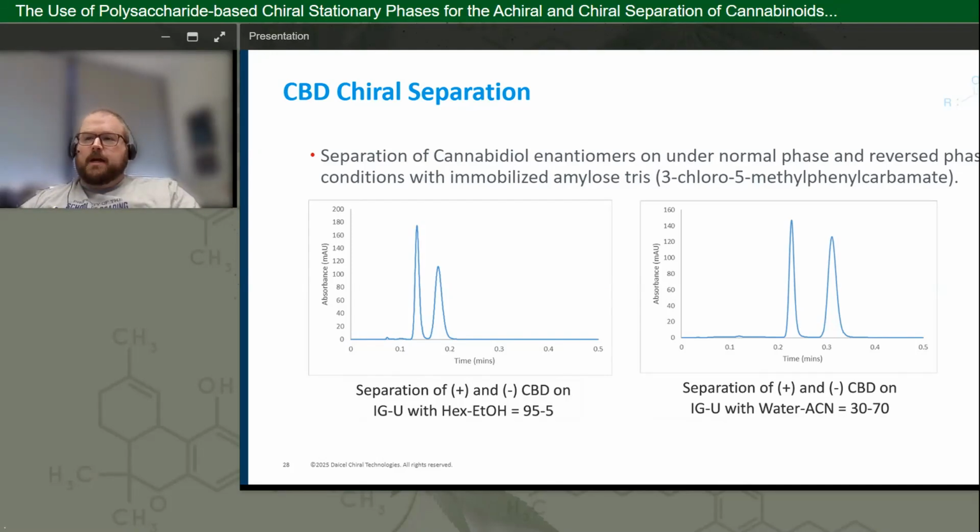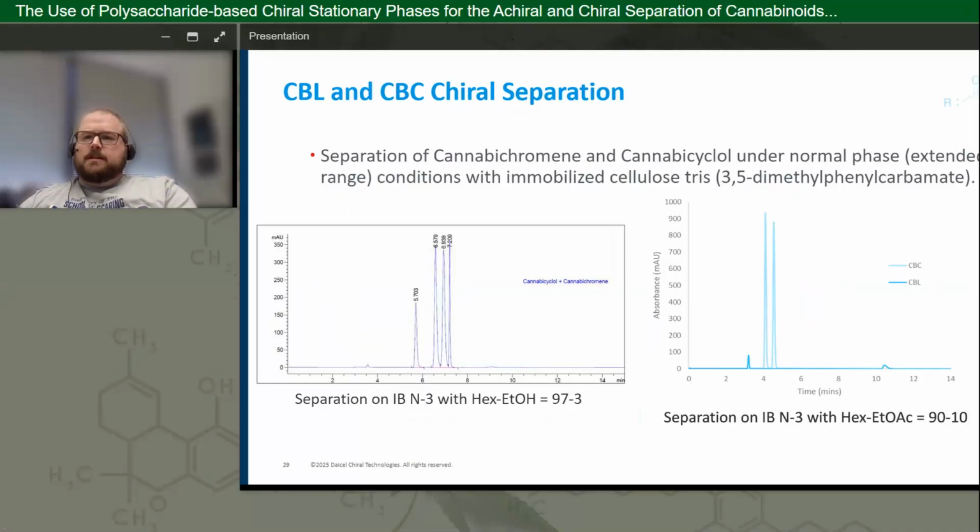This happened to be a sub-2 micron column, and we don't have time to go into why that's important. But with the smaller particle size, we can do really fast separations. So you'll notice the time scale here. We're actually doing these chiral separations in less than 20 seconds, which is really interesting if you've got a need for high throughput analysis or screening. This obviously would allow you to do some pretty fast throughput.